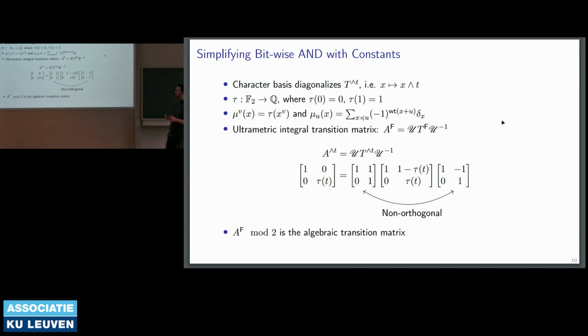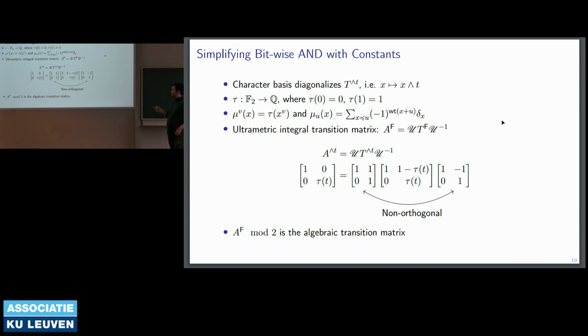Okay, so now we can get to ultrametric integral cryptanalysis. Unlike in linear cryptanalysis, we will try to diagonalize the bitwise AND with a constant. And it turns out that we can do this. We can find the basis of characters, and accordingly a basis on our vectors. It turns out that this basis corresponds to the monomials on bit vectors that are then lifted to the rational numbers using the Teichmuller lift, which maps 0 to 0 and 1 to 1.